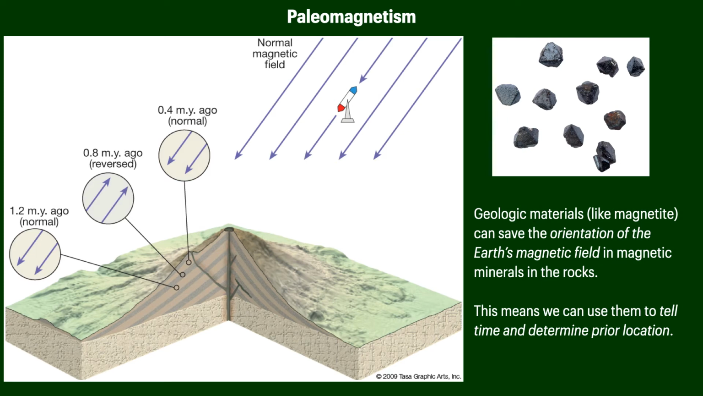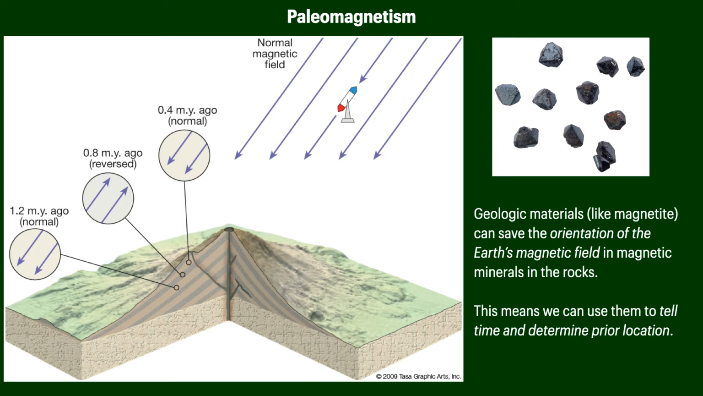One of them is whether the Earth's magnetic field was normal, which is what we have today, where if you hold a compass, the arrow points north, or if it was reversed. So sometimes the Earth's magnetic field flips polarity. So your compass needle, the north, would actually point south. We're not quite sure exactly why this happens, but it happens frequently in Earth's history.